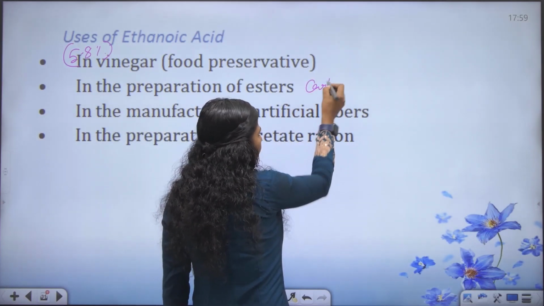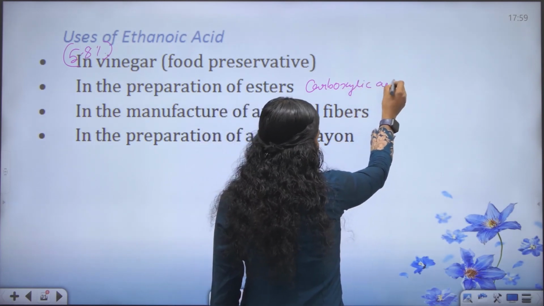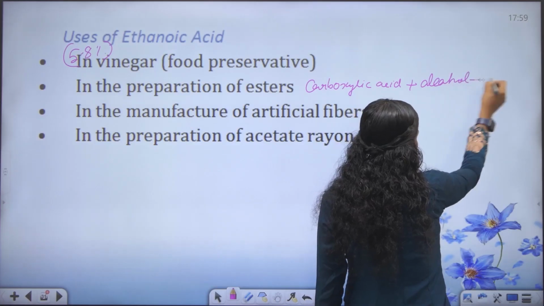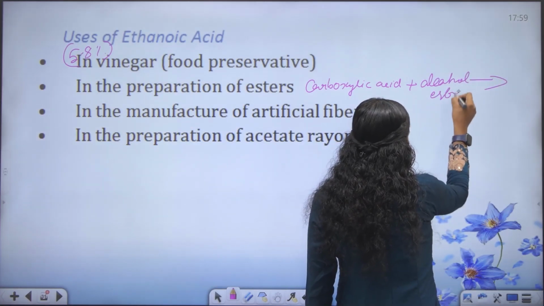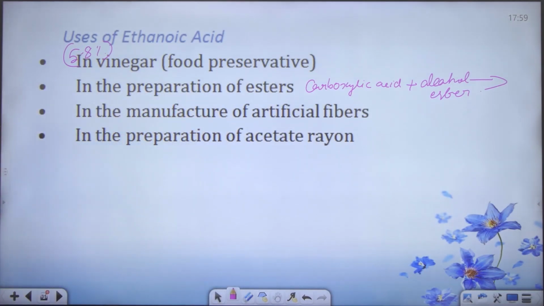How is an ester formed? The esterification reaction is carboxylic acid plus alcohol to form ester. This process is called esterification. It is also used in the manufacture of artificial fibers and in the preparation of acetate rayon.